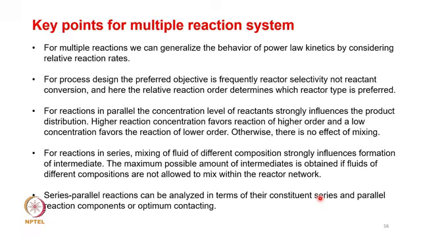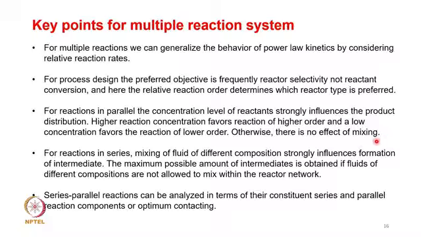So let's summarize some key points that we learned. For multiple reactions, we can generalize the behavior of power law kinetics considering the reaction rate. That's always what we do. For process design, the preferred objective is frequently selectivity and not conversion. Here the relative reaction order determines which reactor type is preferred. Selectivity is, if there are multi-product reactions, how one product is outperforming the other, the preferred product versus the non-preferred product. This aspect is represented by the term selectivity. So eventually selectivity is a slightly better variable.